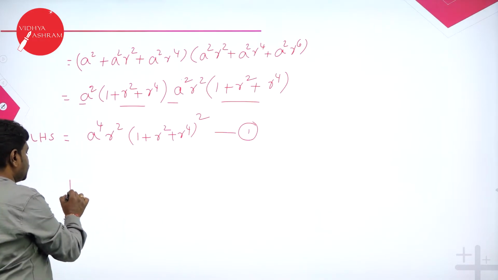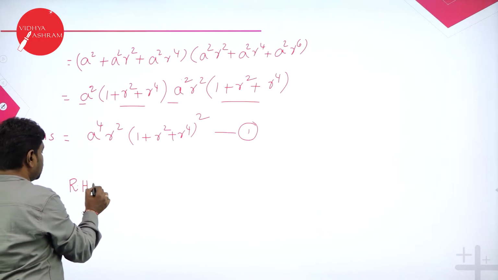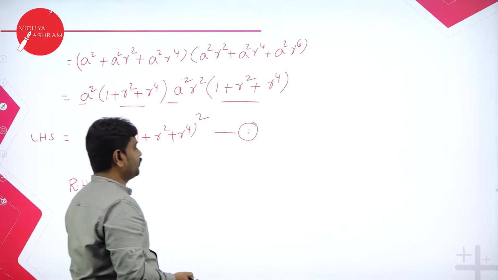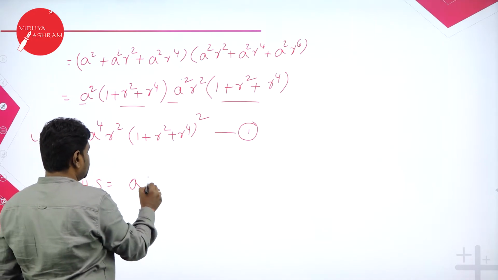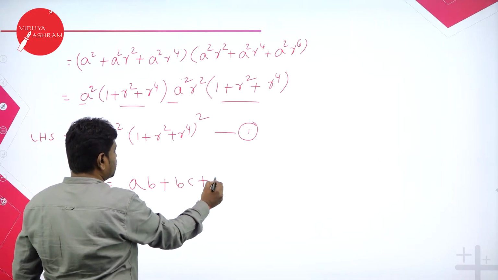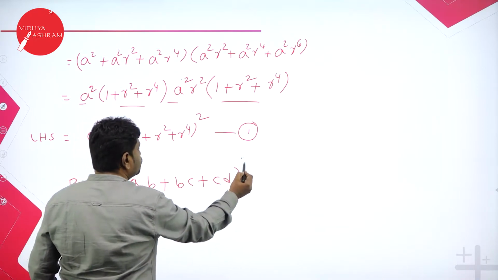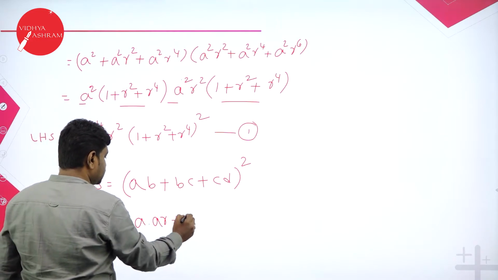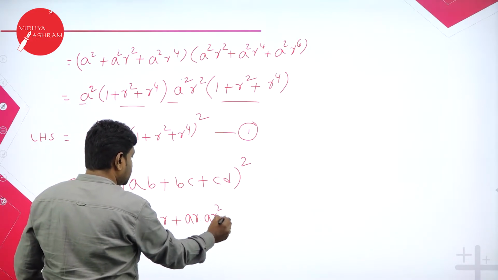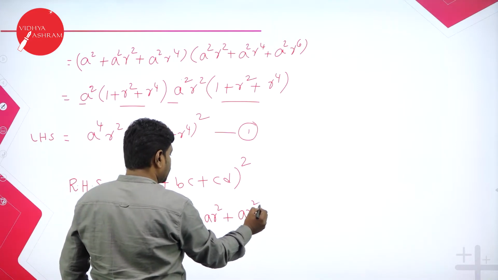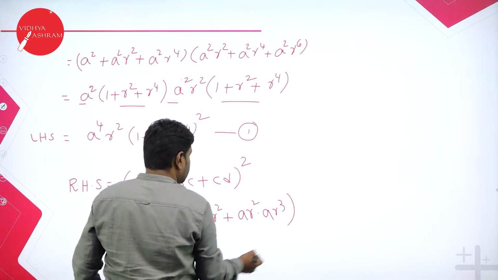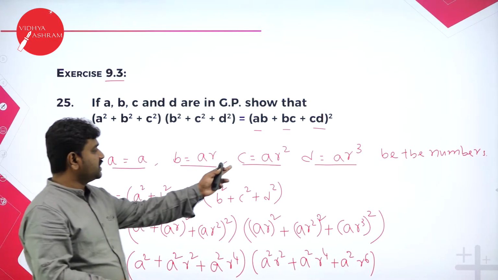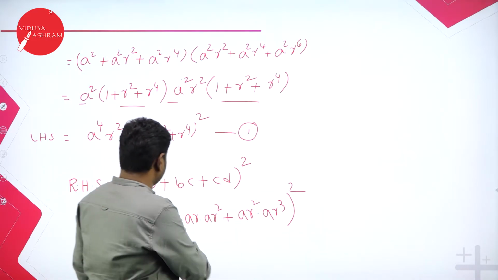Now we'll take the RHS. In the RHS we have (ab plus bc plus cd) the whole square. So (ab plus bc plus cd) the whole square. Substitute the values. a is a, b is ar, c is ar square, d is ar cube, whole square. I am substituting the values of a, b, c, d. So you know a is a, b is ar, c is ar square, d is ar cube. That's what I have substituted here.